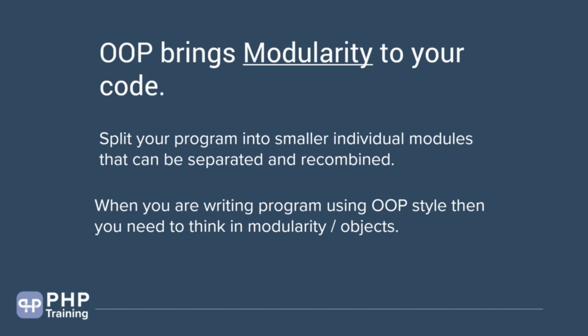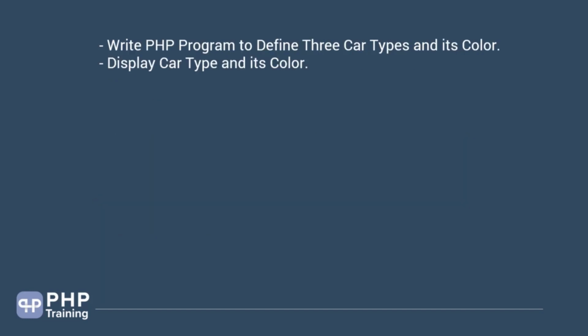Okay, so let's move on. Well, this is a very classic example I want to give you. Let's say you have to write a PHP program to define 3 car types and their colors. You have to display a car type and its color.